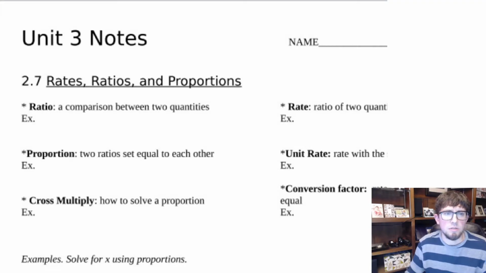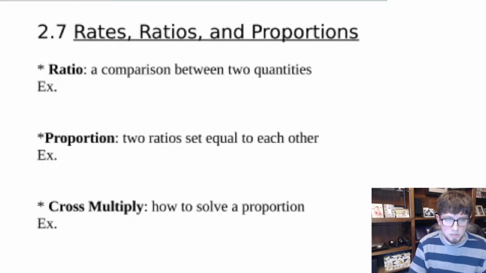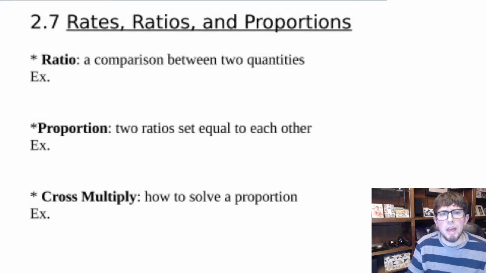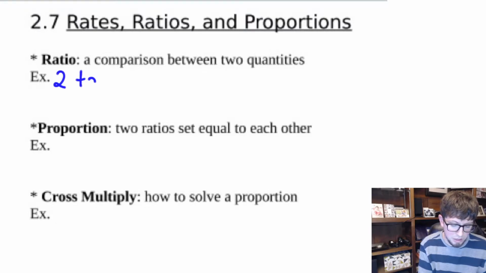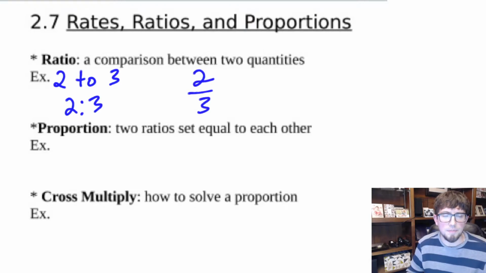So let's take some notes. This is really Unit 4, I suppose, on rates, ratios, and proportions. A couple definitions first. What is a ratio? That's a comparison between two quantities. We can write it like this, something like 2 to 3. We can write it as 2:3, or we can write it as a fraction, 2/3. We're comparing these two quantities in three different ways.